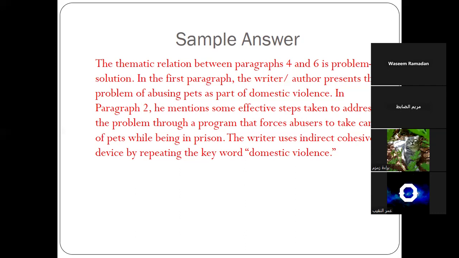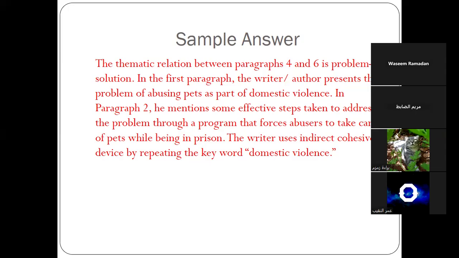Now we start with the what? Justification, because he told us to justify our answers. How do we justify? We go into what's happening. In the first paragraph, the writer or author presents the problem of abusing pets. In the first paragraph, which is paragraph 4, I will edit now. And in paragraph 6, he mentions some effective steps, which is forcing abusers to take care of pets while being in prison. So you are now in prison, and I bring you a pet to take care of as punishment. Okay. The writer uses indirect cohesive device by repeating the keyword domestic violence.